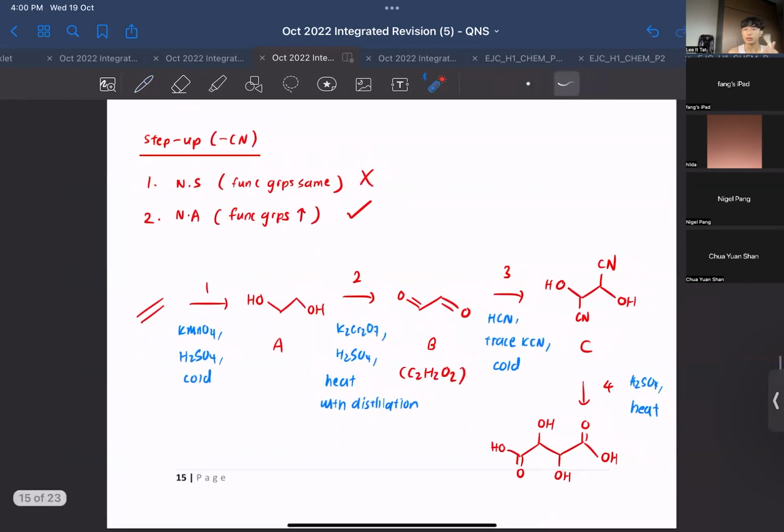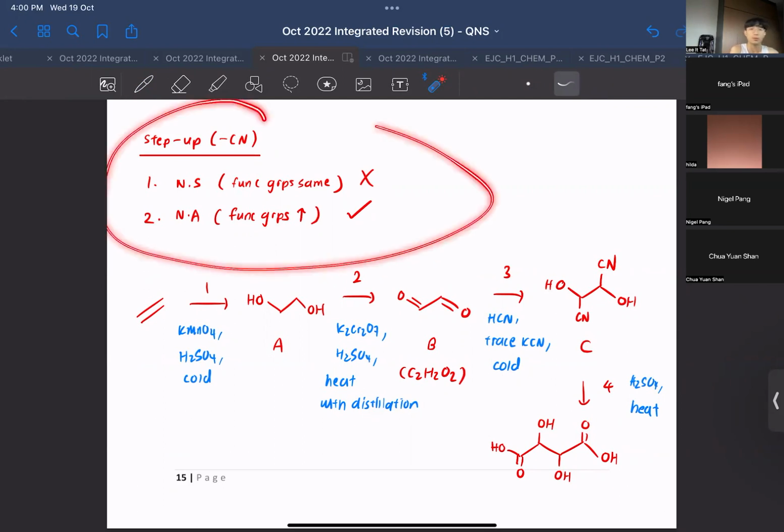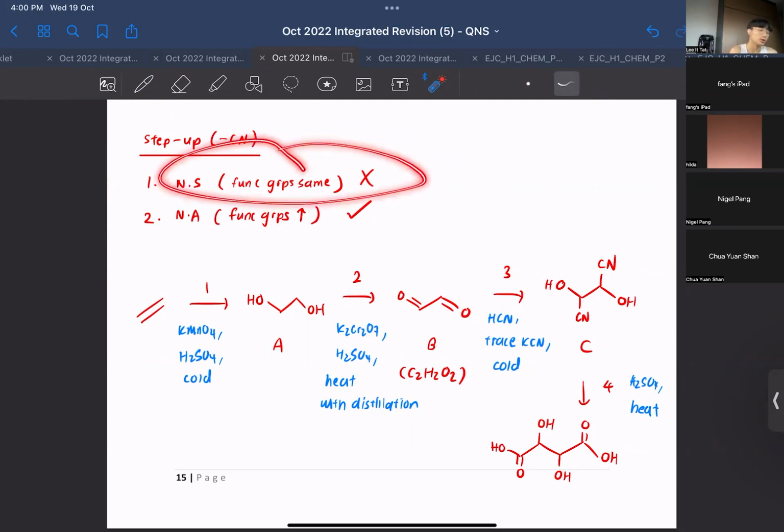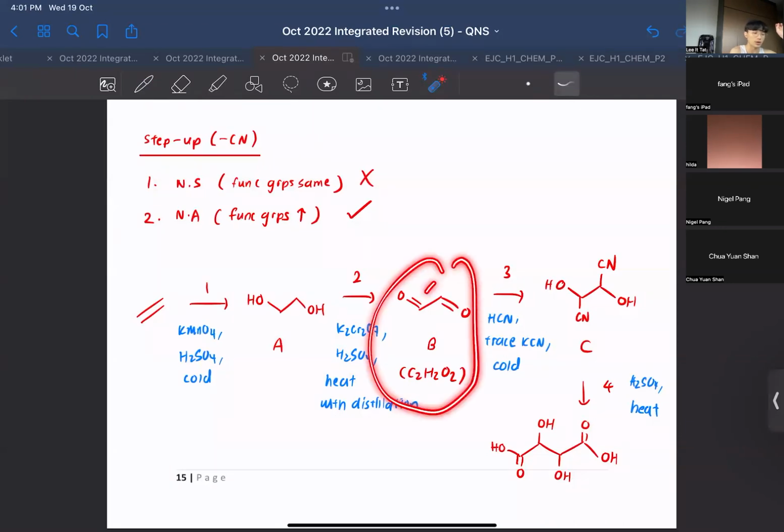So that is the synthesis here. There's a lot more to the synthesis than it initially looks. We just follow whatever we already know, the standard protocol. For step-up reactions, you only have these 2 things to consider: the functional groups, from which you already know it's nucleophilic addition, and then they give you a clue that the step-up reaction happens only after structure B.